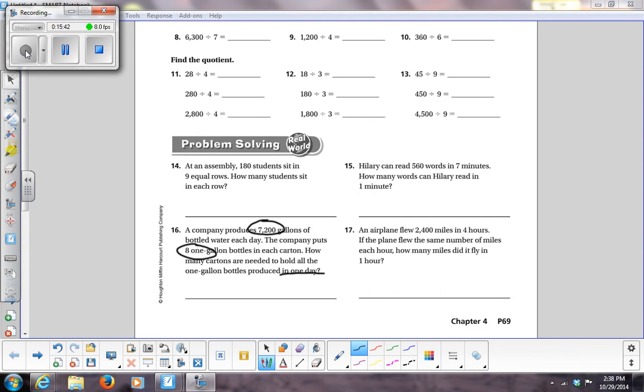Okay, so I'm going to have 7,200 divided by 8. Now I can ignore these zeros. And 72 divided by 8, which is 8 times what is 72? Natalia. 8 times 9 is 72. And how many zeros do I add back, Maricela? 2 zeros. So 900 cartons. Okay.